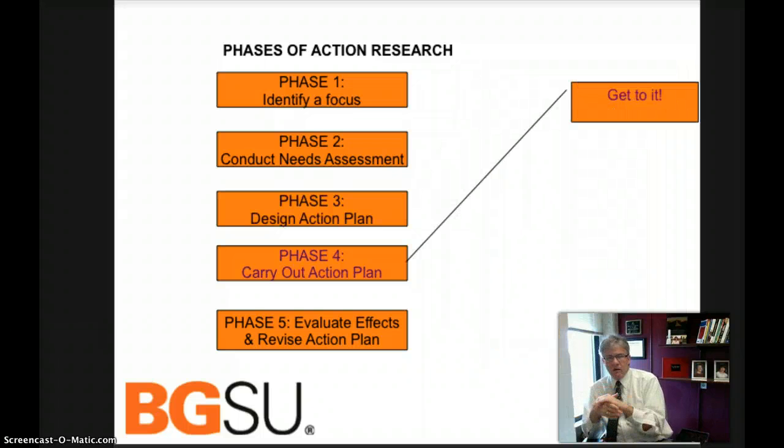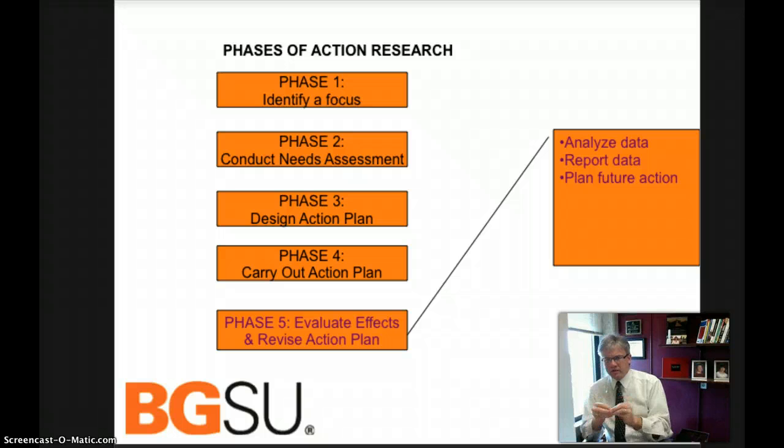Next is go to it, right? Carry out the plan. You've systematically outlined the plan. That plan should have benchmarks and timelines that you can then address and look at. And so you carry out the plan. And then we tend to jump into action very quickly. We make some plans, we jump into it very quickly, but we don't do this very well.